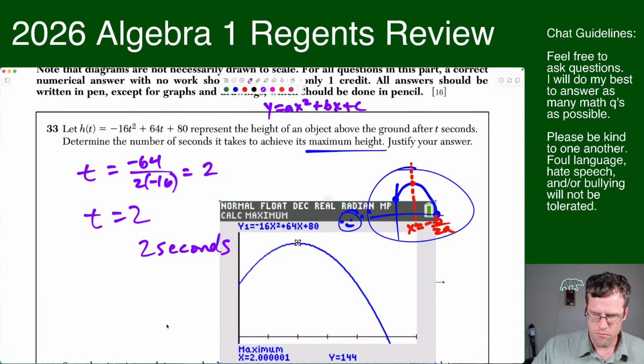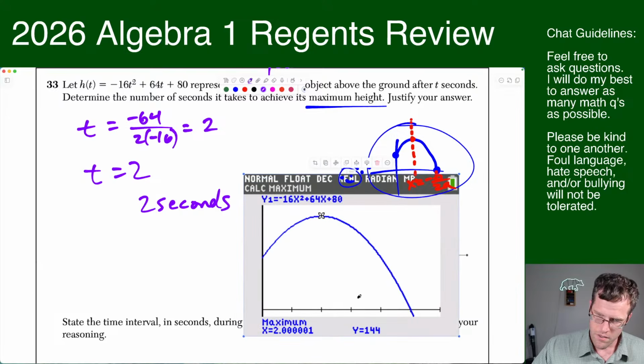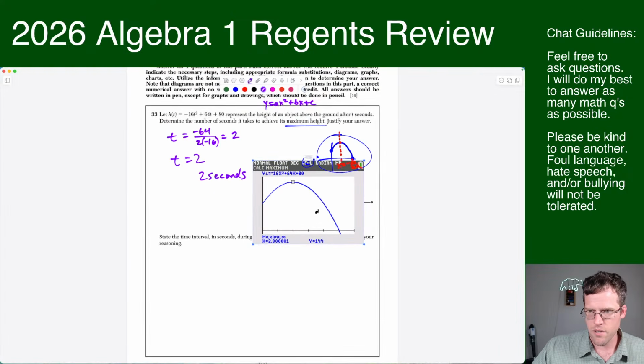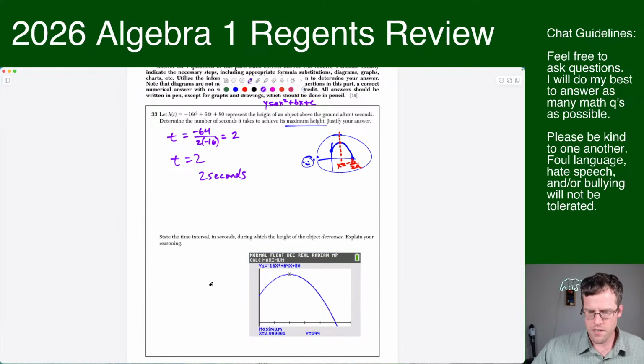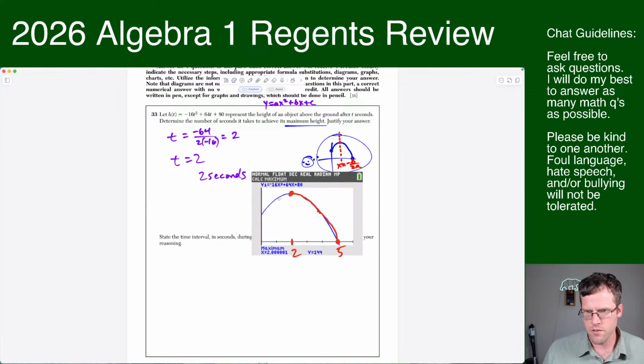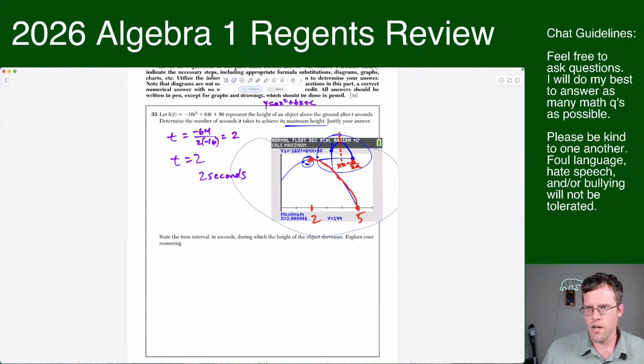And now, the next phase. So they're asking us for the last part here. State the time interval during which the height of the object decreases. So it decreases from 2 to 5 because that's when the graph is dropping. Okay, explain your reasoning. So how do we know this is the answer? All right, that's a good question. So how do we know? Well, first let's answer it. So from 2 to 5.